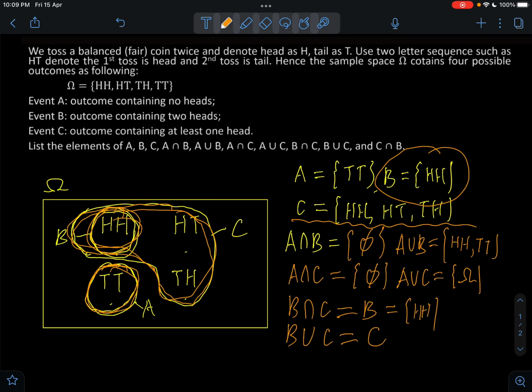And the last one is C intersect B. This is equivalent to B intersect C, because both denote the elements occurring inside both C and B, so the sequence doesn't matter. It is basically equal to B, and we have already calculated it here as HH. So that is the solution for this question. This is a very fundamental question, and hopefully you can understand it.